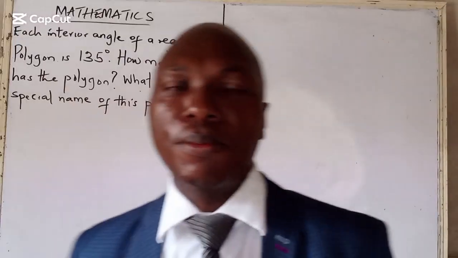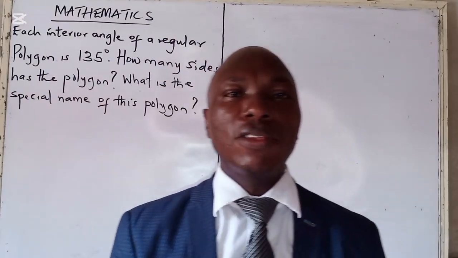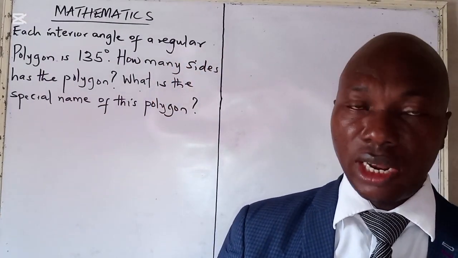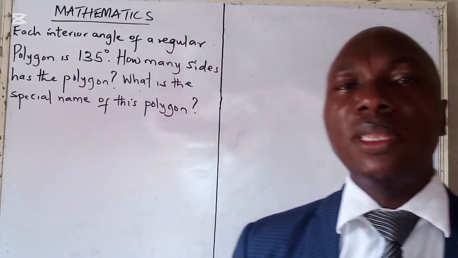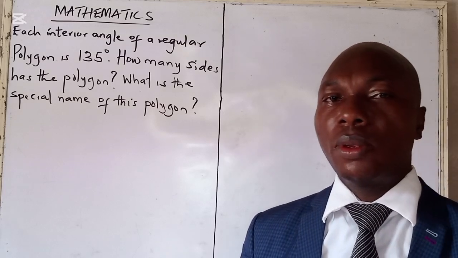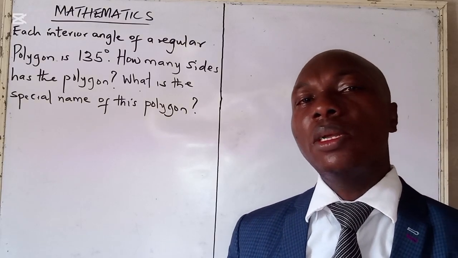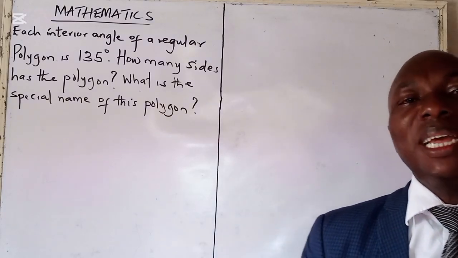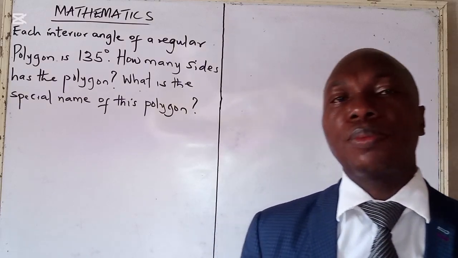Good day, friends. We want to continue our class on angles between lines and triangles. And today we'll be taking a topic on polygons. What is a polygon? A polygon is a plane shape with many sides and angles.